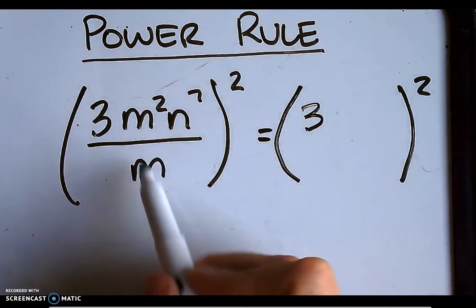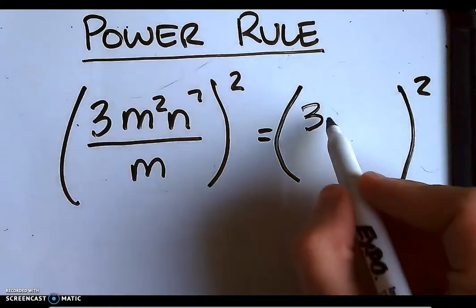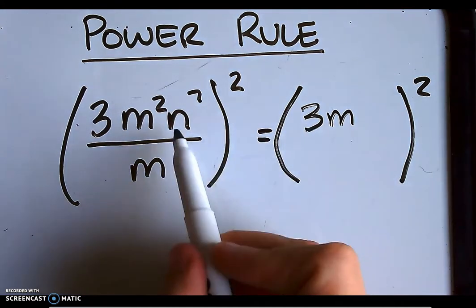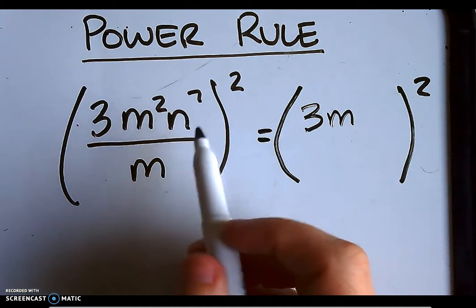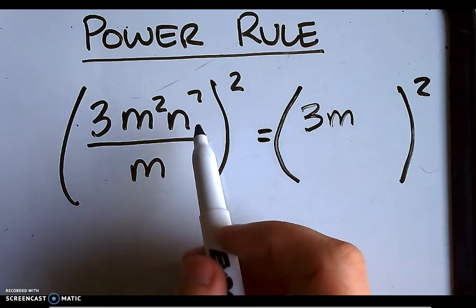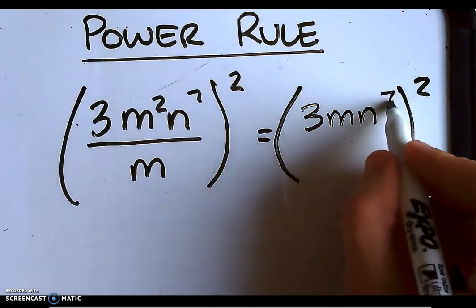When I have m squared divided by m, that's just going to leave me with just one m, and it's in the numerator. And then when I have n to the 7th, I know that, again, that will also not cancel with anything in the denominator because there's no n's in the denominator to cancel with it. So I'm left with n to the 7th here.